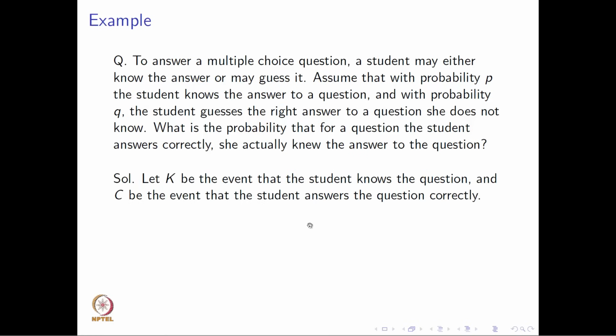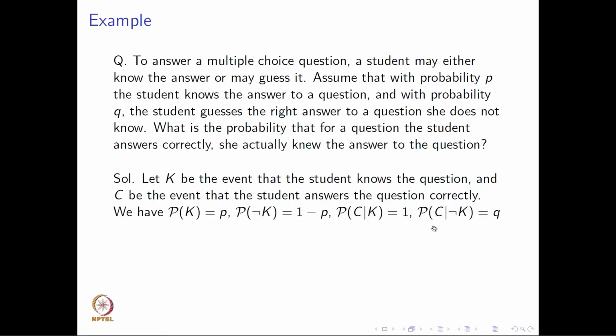Okay, let us first assume that K is the event that the student knows the question, and let C be the event that the student answers the question correctly. Now, from the question, we can gather the following information. The probability that the student knows the question is P, hence the probability that the student does not know the question is equal to 1 minus P. The probability that the student answers the question correctly, given that she knows the question, is equal to 1, because if she knows the question, she will definitely answer it correctly.